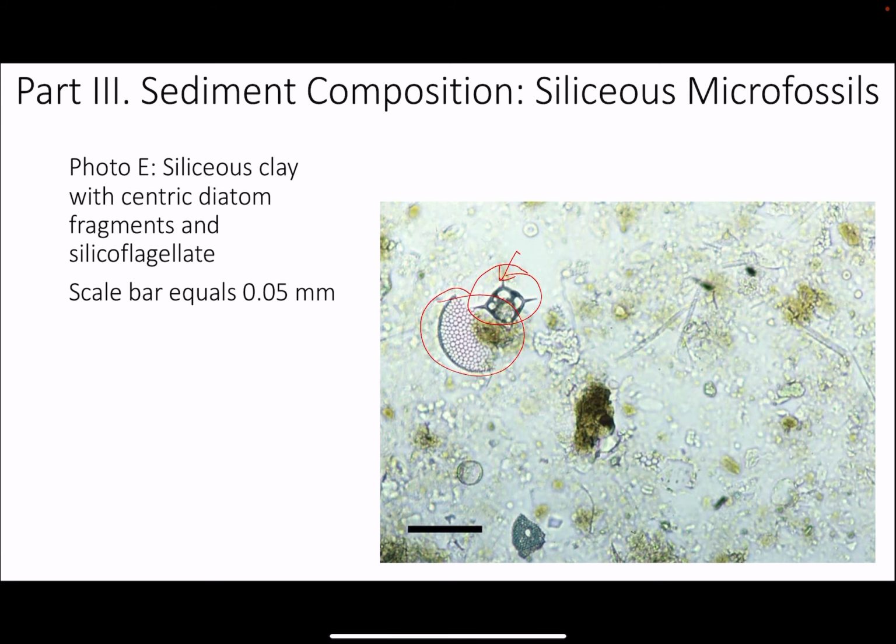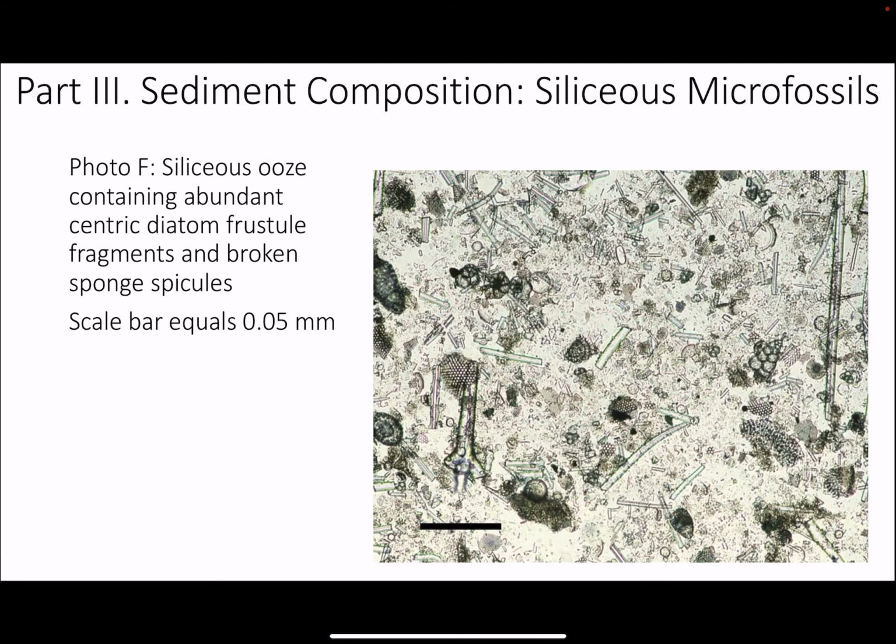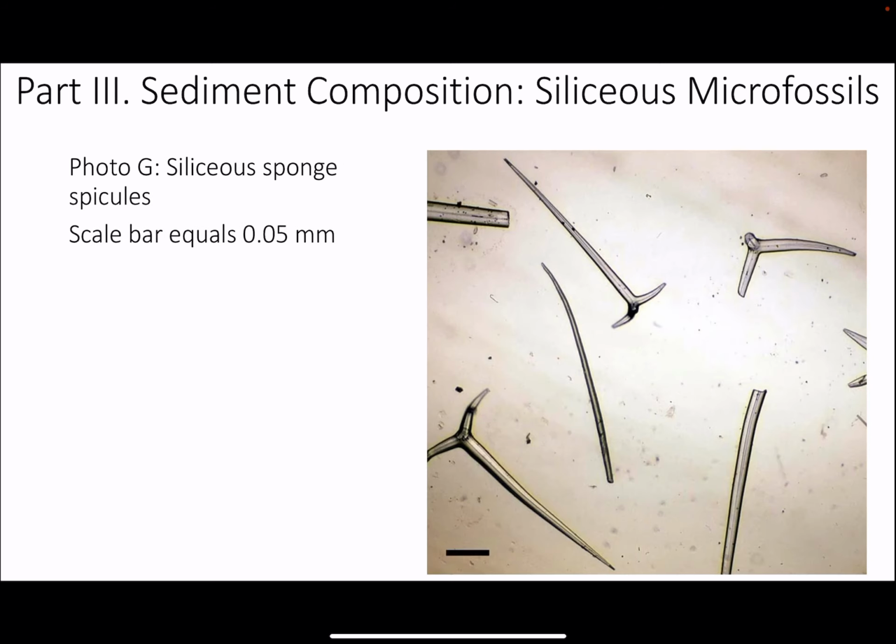That's your silica flagellates here. And this you would consider your siliceous ooze. Basically, all of these glass rod-looking things you're looking for are frustules or sponge spicules that have broken off organisms, and you can see the various types of shells that have broken apart all throughout here. These are nice and intact sponge spicules, so these are siliceous sponge spicules.